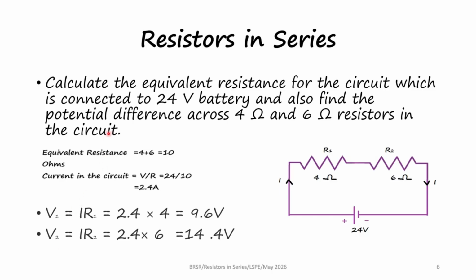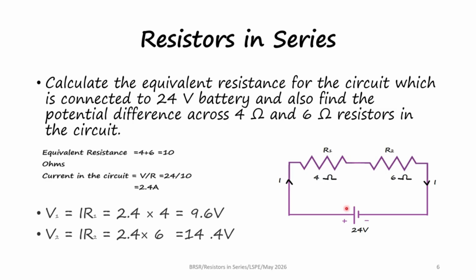Let us understand how to calculate the equivalent resistance of resistors when they are connected in series, the current in the circuit, and the voltage across each resistor using this simple circuit. Here we see two resistors, 4 ohms and 6 ohms, connected in series and a voltage of 24 volts is applied. So the first point is to calculate the equivalent resistance in the circuit. When resistors are connected in series, the equivalent resistance is the sum of the values of the two resistors. So here we see 4 ohms and 6 ohms connected in series. Equivalent resistance will be 4 plus 6, that is 10 ohms.